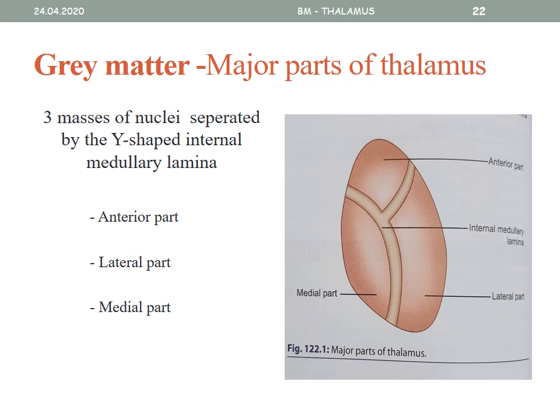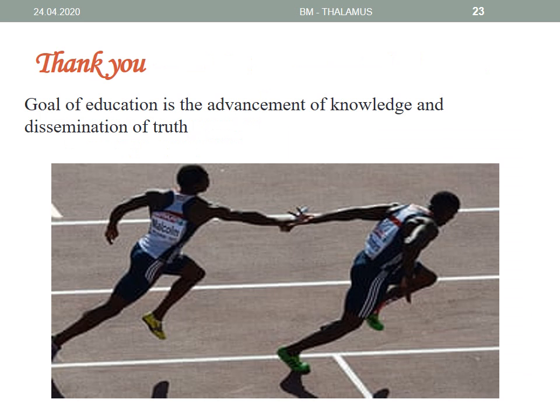The grey matter, which forms a major part of the thalamus, consists of three masses of nuclei separated by the Y-shaped internal medullary lamina. The regions are the anterior part, the lateral part and the medial part.